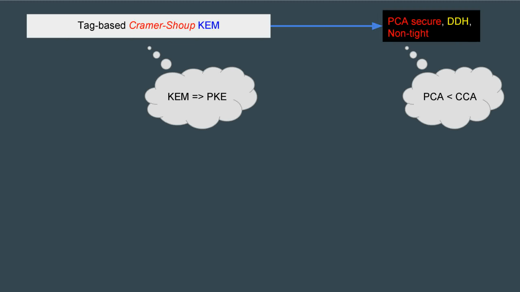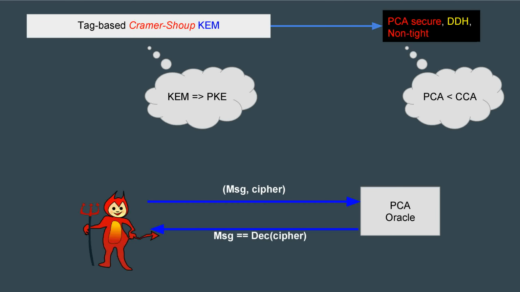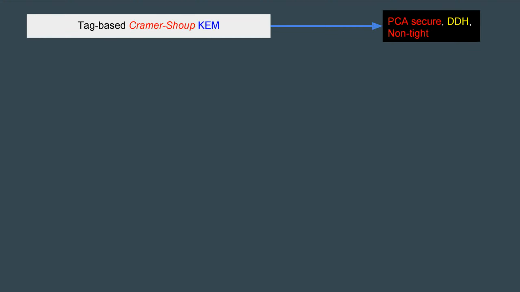Secondly, it is based on a weaker form of security than CCA and is called the plaintext check attack or PCA security. In PCA security, the attacker doesn't get access to a decryption oracle, but instead can query a PCA oracle with a plaintext and ciphertext pair to see if the ciphertext decrypts to the plaintext. Since the attacker doesn't have access to a decryption oracle, this is strictly weaker than CCA security. This scheme is thus PCA secure based on the DDH assumption but non-tight.